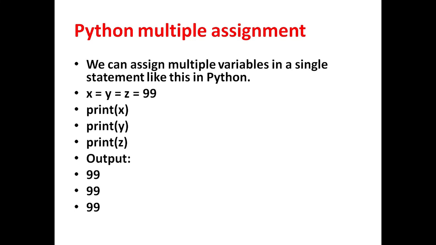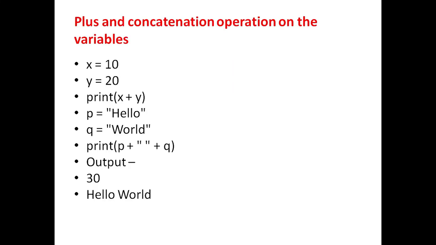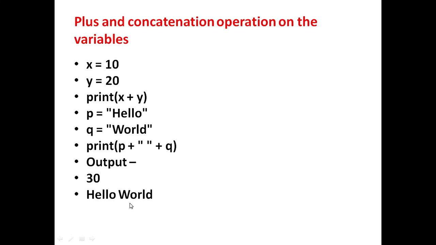The plus operation and concatenation can be done on the variables. For example, if we assign x = 10 and y = 20, and when we print x + y, it will give output 30. And if we assign p = "hello", q = "world", and when we print p + q, the output will be hello world.